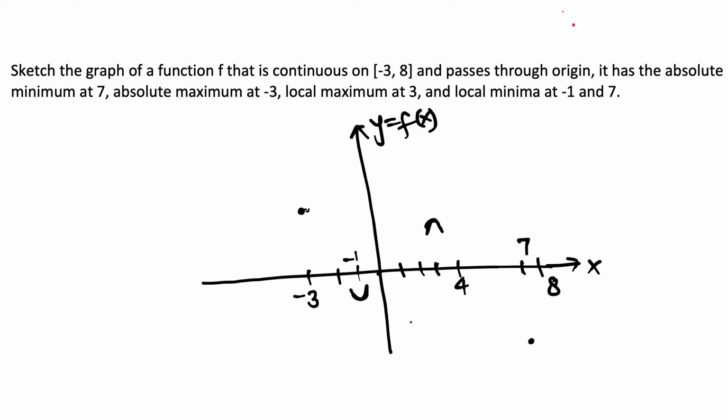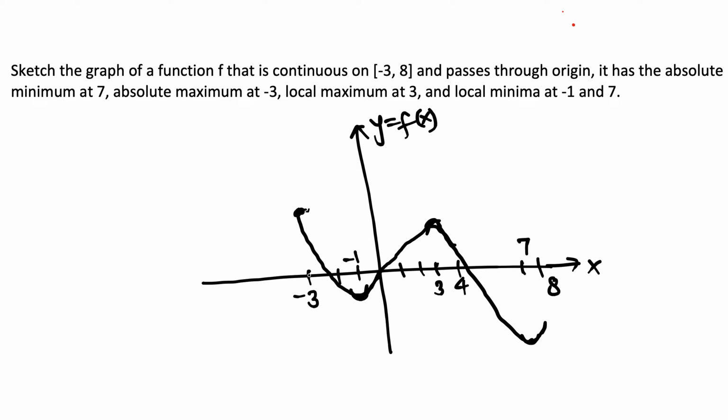We need to connect the graph, by the way. It should not be below this, because at 7 we have the absolute minimum, and local minima at 7. Okay, at 7 we have local minima as well. So the graph goes up to 8, maybe like here 8, and we don't have any other information, so we can just connect this. So this is 3, local max, and passes through the origin. So come back here, and local minimum at -1, and you can just go all the way up to -3. So this graph satisfies all of these conditions.